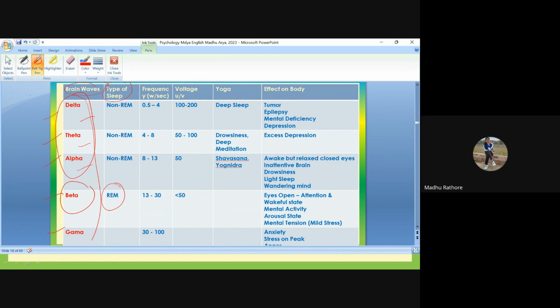As we move through non-REM sleep, stages 1, 2, 3, the brain waves are slowing. First is alpha, then theta, then stage 3 and 4, delta, and beta is in REM. Next is frequency. There is very low frequency in delta waves, meaning non-REM stage 3 and 4. After that, frequency is increasing, and in REM sleep the highest frequency is present. And we know voltage is inversely proportional, so very high voltage is present during stage 3 and 4 sleep, and this reduces as we move to REM sleep.